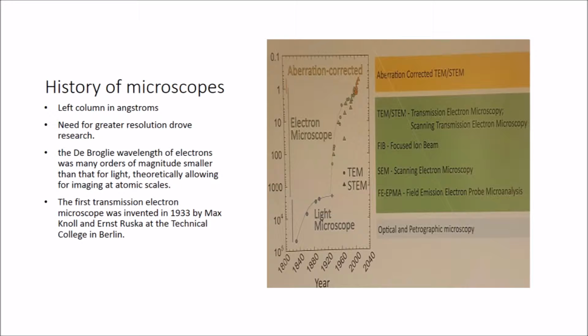The need for greater resolution drove the research. After all, if visible light can only get you down to a couple hundred nanometer resolution, what could possibly get you down to see greater detail? And it was found that the de Broglie wavelength of electrons was many orders of magnitude smaller than that for light, which theoretically allowed you to image at atomic scales. And through much research in the early 20th century, the first transmission electron microscope was invented in 1933 by Max Knoll and Ernst Ruska at the Technical College in Berlin, Germany.